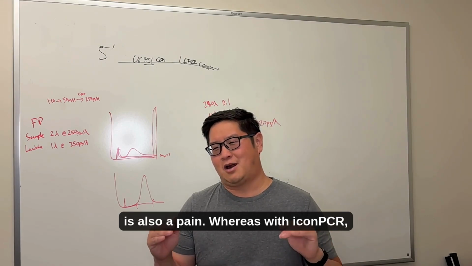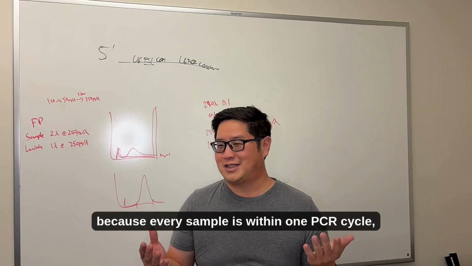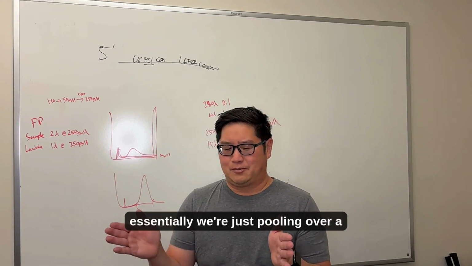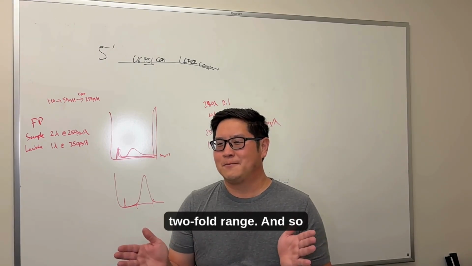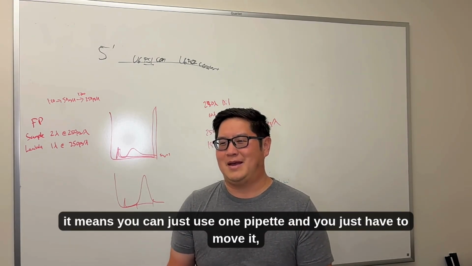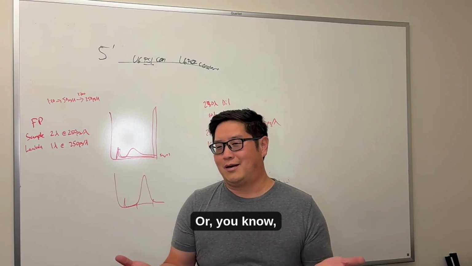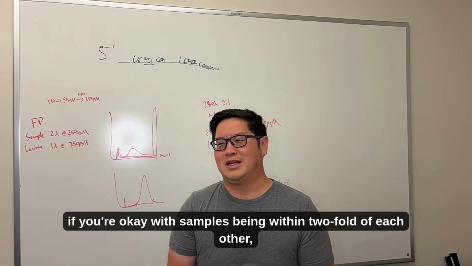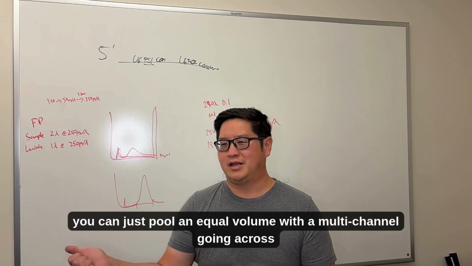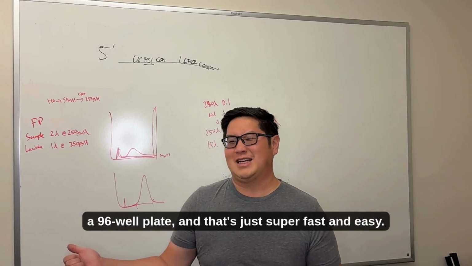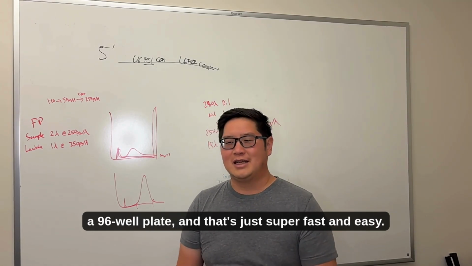Whereas with the iconPCR, because every sample is within one PCR cycle, essentially we're just pooling over a twofold range. And so it means you can just use one pipette and you just have to move it a little bit for each adjustment. Or, if you're okay with samples being within twofold of each other, you can just pool an equal volume with a multi-channel going across a 96-well plate, and that's just super fast and easy.